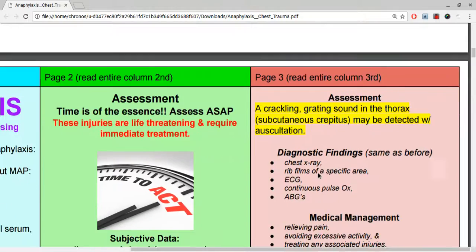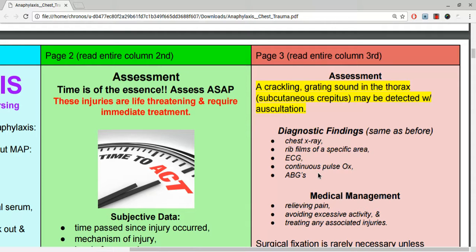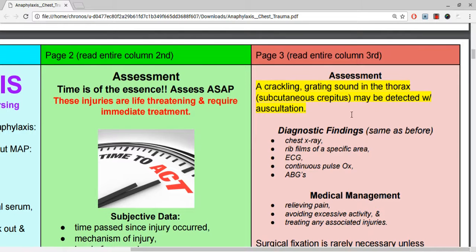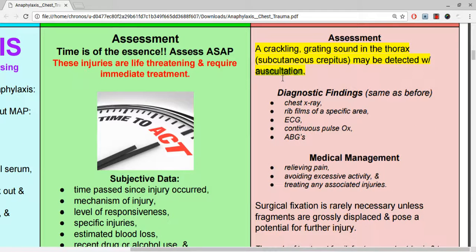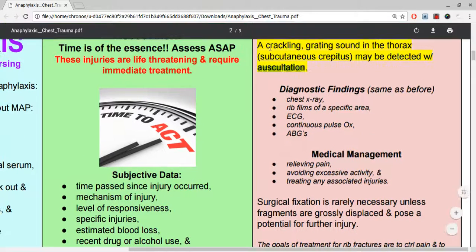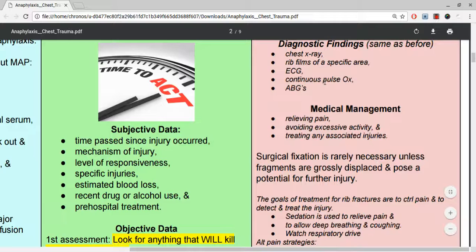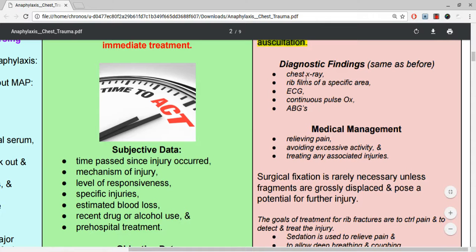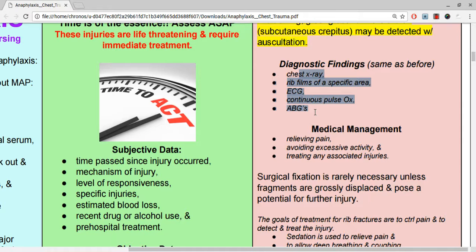Okay. So your assessment. You're going to assess the patient and you're going to hear some crackling and some grating sounds in the thorax, which is called subcutaneous crepitus. That's noticed on auscultation. So you're going to be auscultating them and you're going to be hearing these sounds. Diagnostic findings. I put these in italics because they're the same as before. Chest x-rays, ECGs, pulse ox, ABGs.